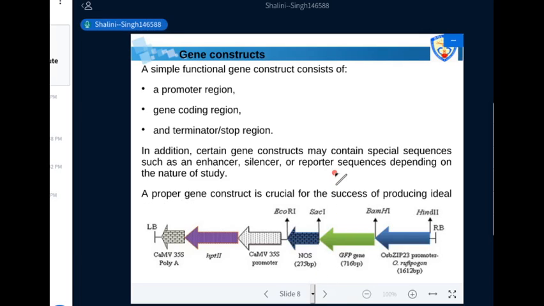For making transgenic plants, you will need a gene construct. A simple functional gene construct consists of a promoter region, a gene coding region, and a terminator or stop region. In addition, certain gene constructs may contain special sequences such as enhancers, silencers, or reporter sequences depending on the nature of the study.